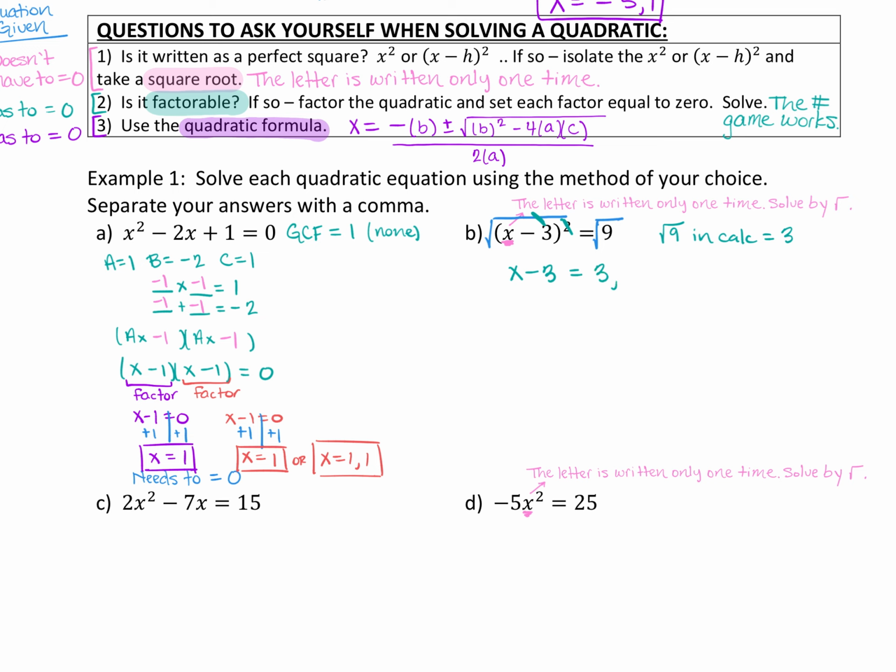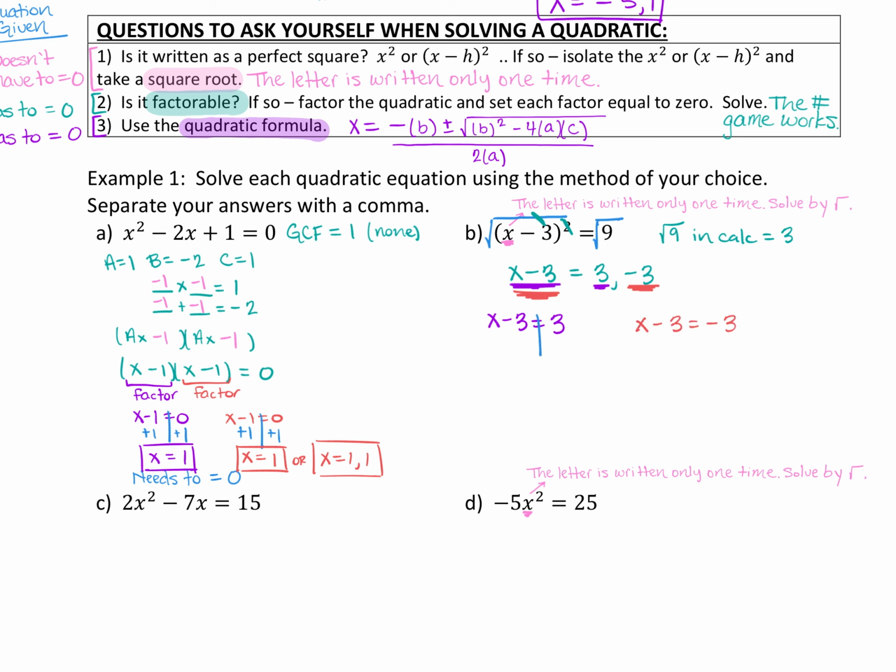Remember that when we're solving and we're taking the square root, there's always a positive and a negative. So it equals both a positive 3 and a negative 3, which means we really have two equations. We have this x minus 3 equaling a positive 3, but also we have this x minus 3 equaling a negative 3.